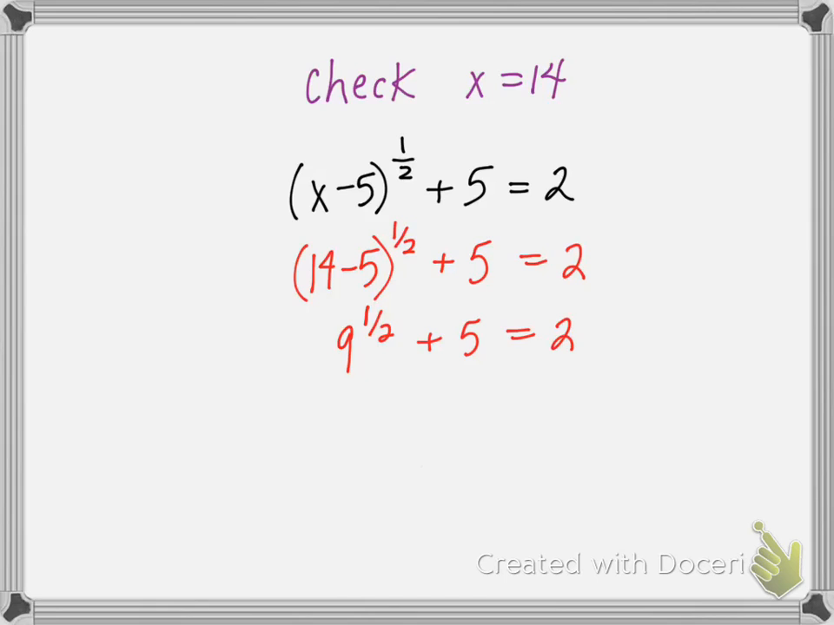Again, raising something to the half power is the same thing as taking the square root of that number. So the square root of 9 is 3. And 3 plus 5 is definitely not equal to 2. So in fact, 14 is not a solution. It is extraneous, so there's actually no solution to this equation.